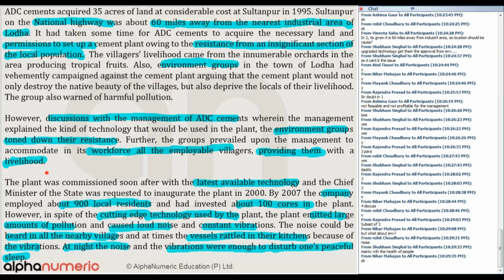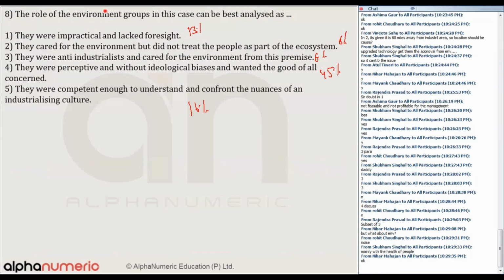The environmentalists, however, held a discussion with the management of EDC series, wherein the management explained the kind of technology that would be used in the plant, and the environmentalists toned down the resistance. Further, the groups prevailed upon the management to accommodate in its own workforce all the employment groups, providing them with livelihood. So basically, the environmental groups didn't think at that point of time what problem might occur in the near future. So you can say it basically lacked foresight.